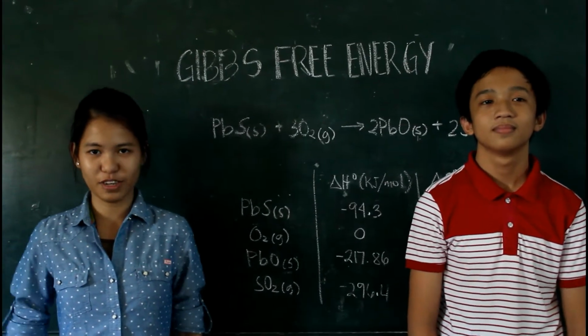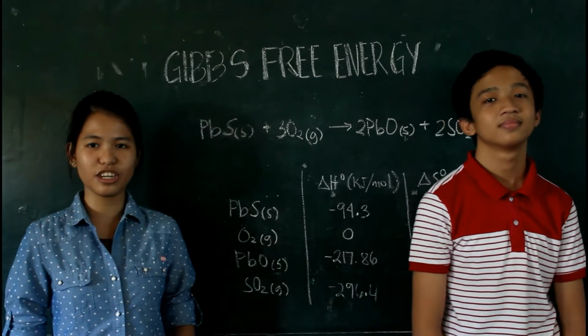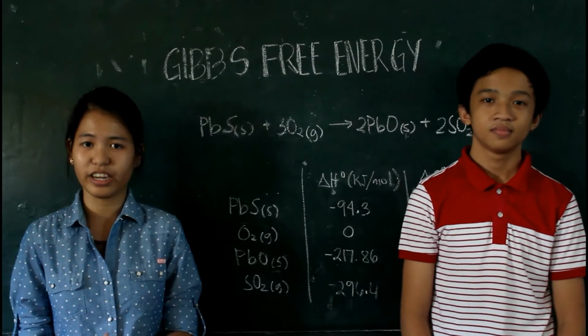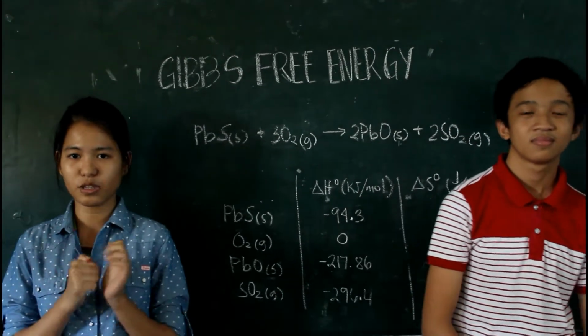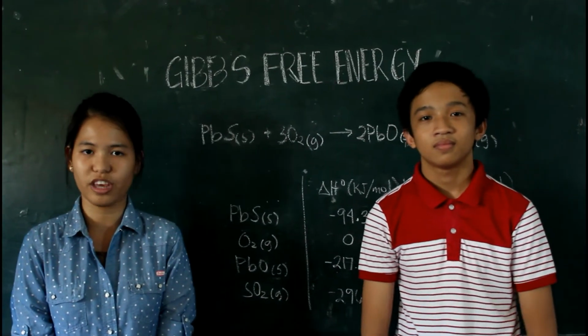Gibbs energy was developed in the 1870s by Josiah Willard Gibbs. He originally termed this energy the available energy in the system. His paper published in 1873, Graphical Methods in the Thermodynamics of Fluids, outlined how his equation predicts the behavior of systems when they are combined.